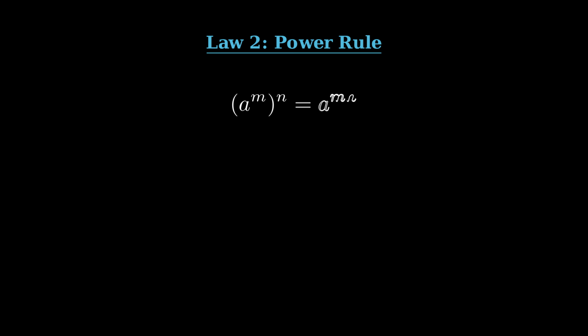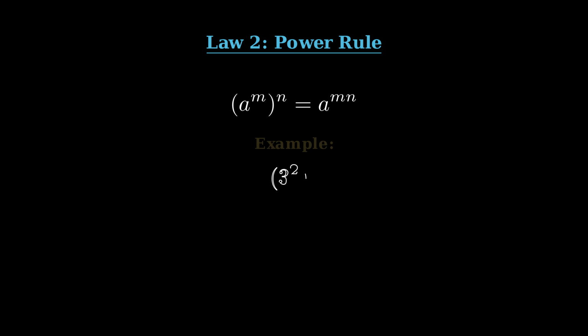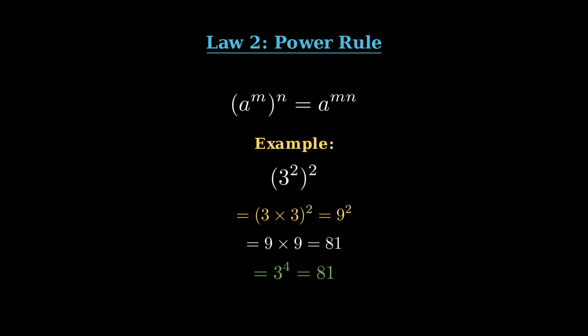Law 2. When raising a power to a power, we multiply the exponents. A to the m all to the n equals a to the m times n. Example, 3 squared all squared, that's 3 to the 2 times 2, which is 3 to the 4th, or 81.